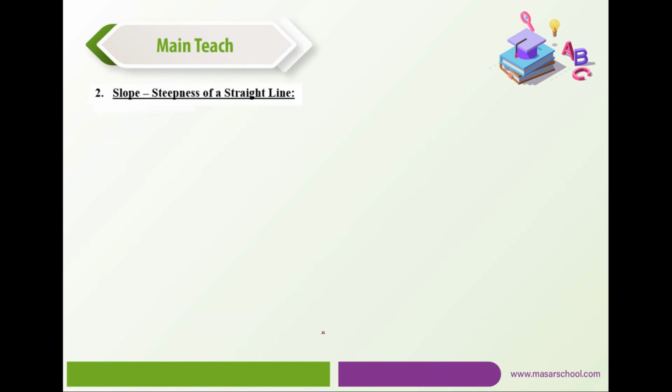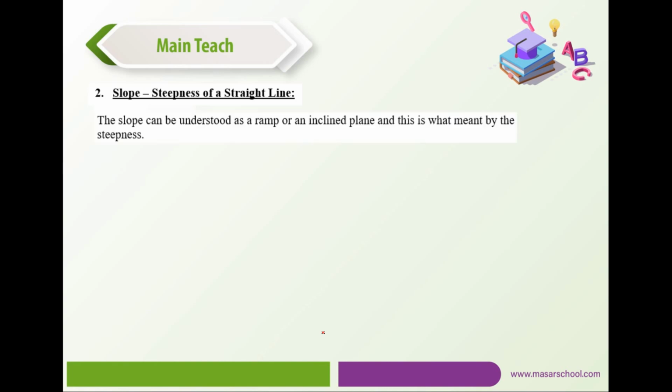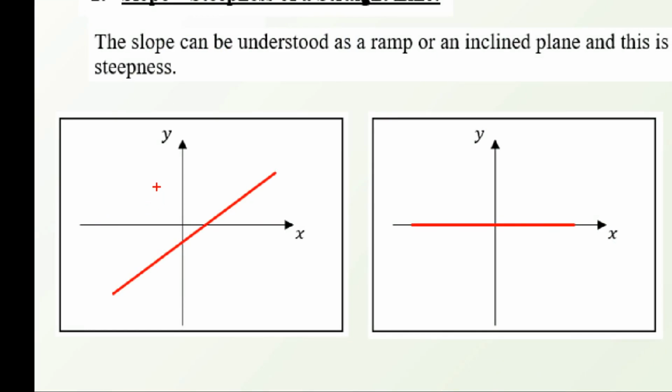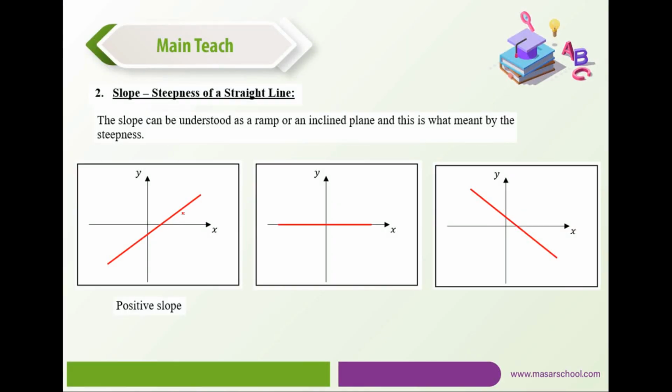Now accordingly, we can draw the following conclusions in section 2, slope, which is the steepness of a straight line. The slope can be understood as a ramp or an inclined plane, and this is what is meant by the steepness. If you consider the first one, and we're reading the graph from left to right as if it's a ramp going up, for this reason the slope is positive.